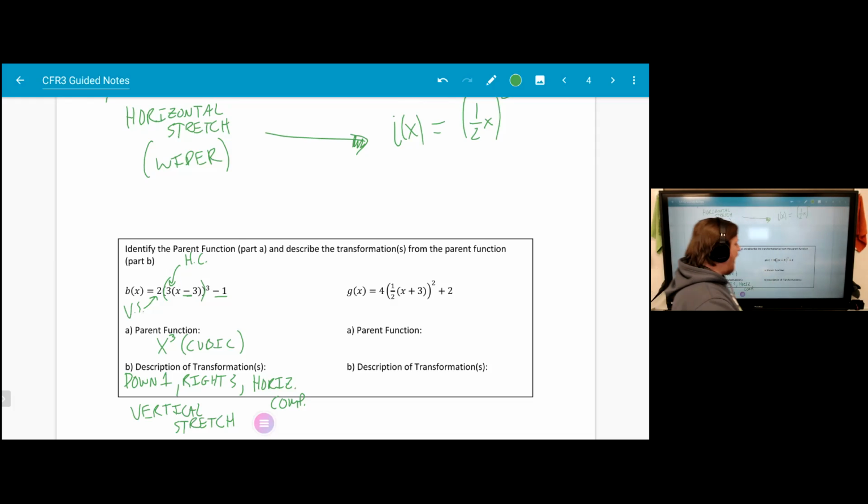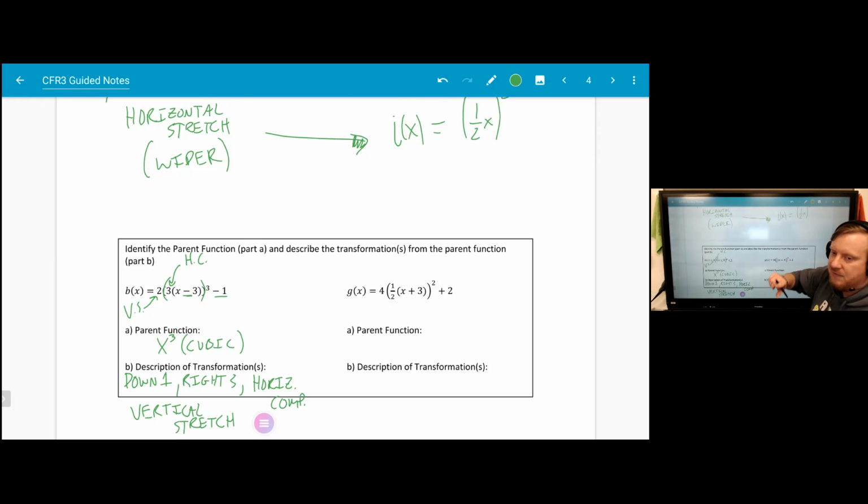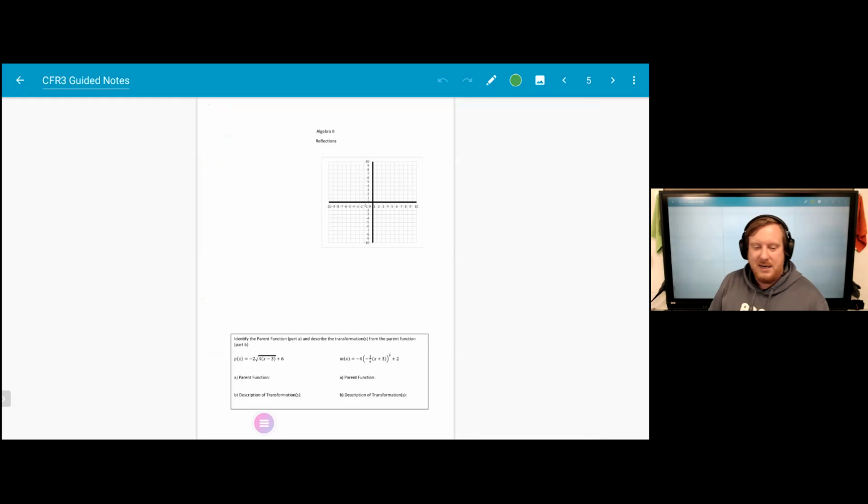Now, I'm going to leave you to this next one on your own. When I post this on Google Classroom, the solutions to that g of x one will be in there, but you're going to have to wait and look at it. Let's move on to the last part here. I'm going to skip the last page, by the way, which is even and odd functions. We will come back to it eventually.